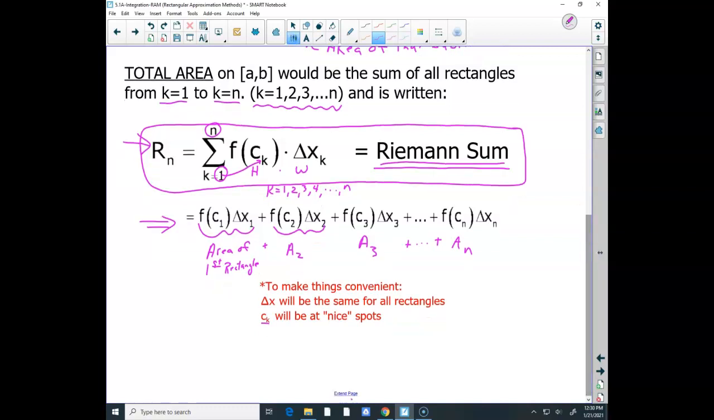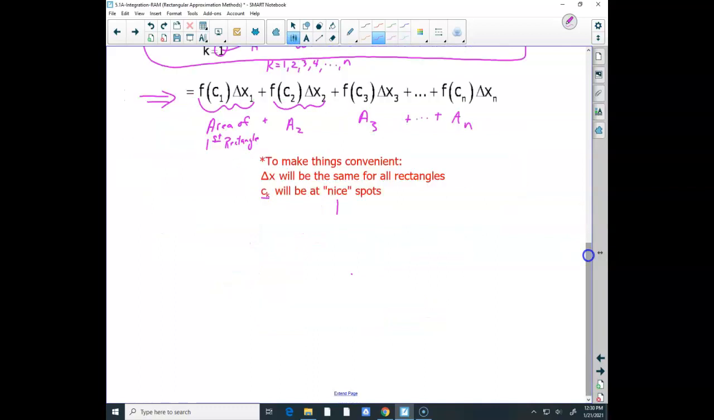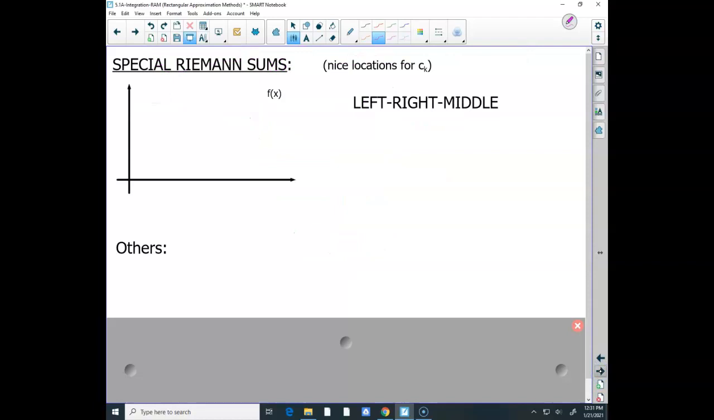And when we're talking nice spots, nice is talking about left, right, or middle. I realistically can pick any point in that subinterval, but I want to pick nice ones, and you'll see why they'll be a lot nicer than any old random thing. It's going to be left, right, or middle. Okay? Then the next thing we need to do is copy that Riemann sum back onto here again.